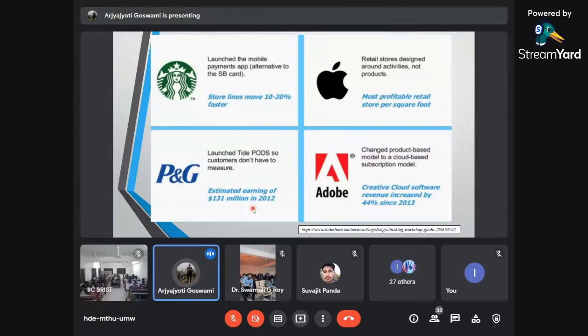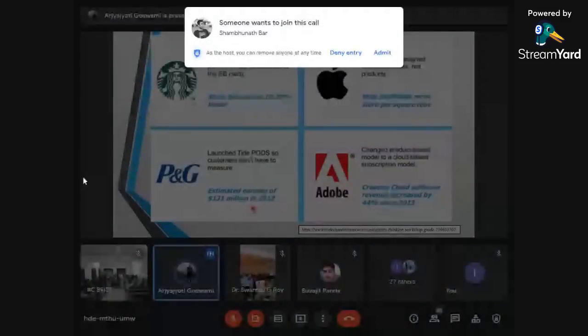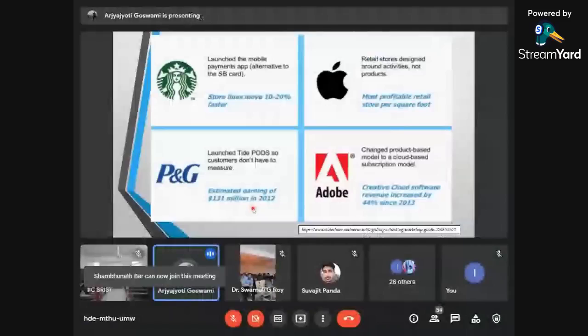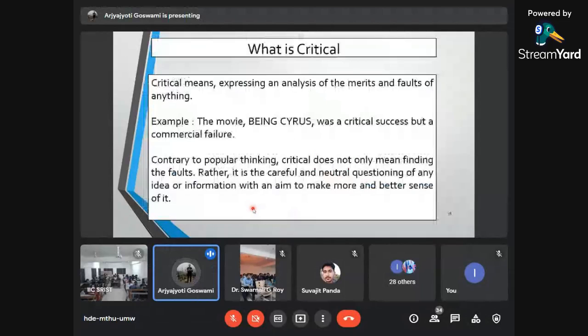For example, Starbucks made payment through a mobile payments app so that the lines can move faster. The Apple stores are designed around experiences. For example, when you visit an Apple store, I have never been to an Apple store. Maybe many of you could have been to an Apple store. So they're designed along the experiences. There will be a personal computing section. There will be a gaming section. There will be a fashion designing section, and so on. Okay, there are other examples also. So that was all about design thinking.